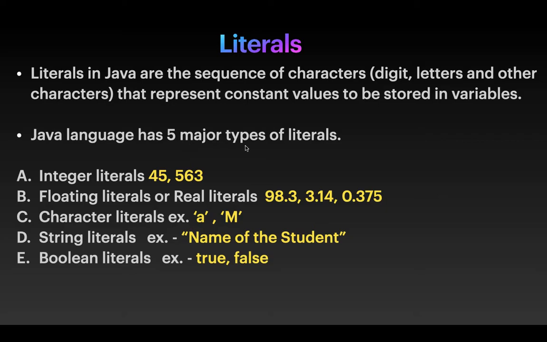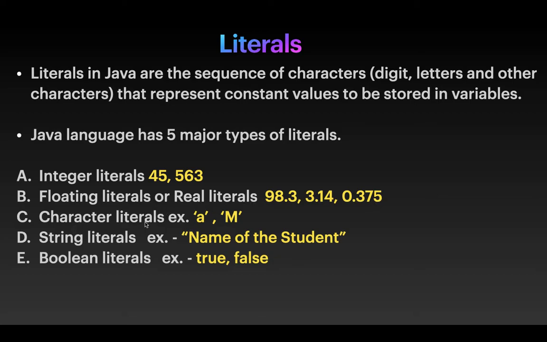So let's see how many types of literals there are. There are five major categories. One is integer literal: any integer value which is a whole number, let's say 45 or 563. These are integer literals because these are integer values. Now floating literals, also called real literals. These are values with a fractional part also, let's say 98.3, 3.14 or 0.375. These are floating values, so they are also called floating literals or real literals.